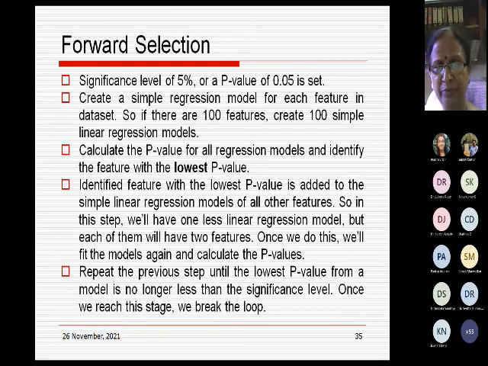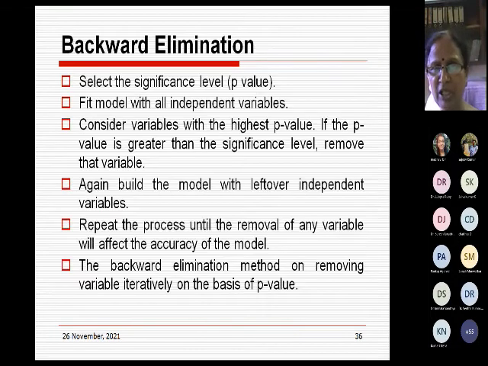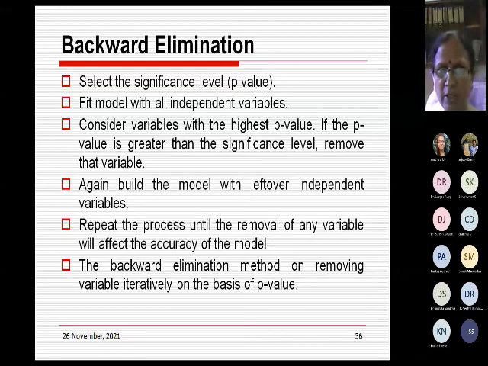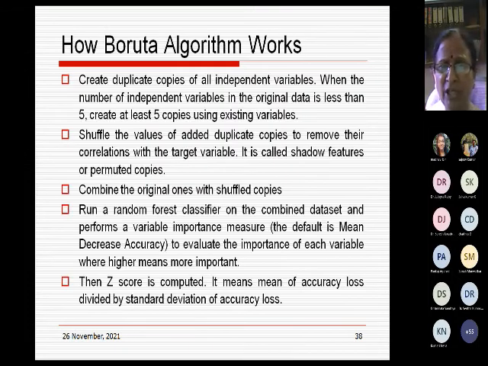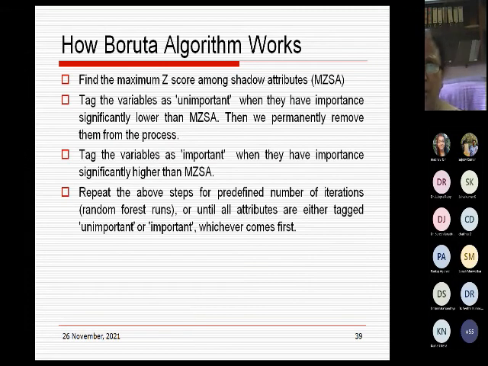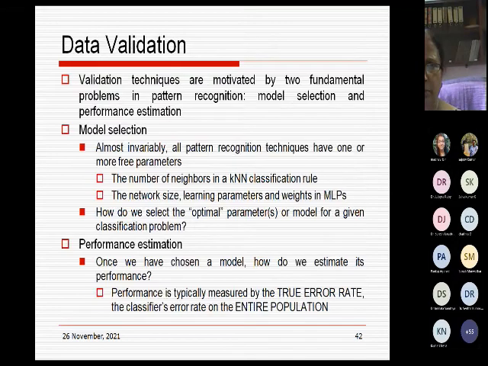Whether you use forward selection or a backward elimination algorithm, again I'm repeating that you should not use a single algorithm for feature selection, because if you have not selected the correct set of features, your model will never give you good accuracy. That is the big point. So these are some of the algorithms which you can use. I'm not going into the details of this.